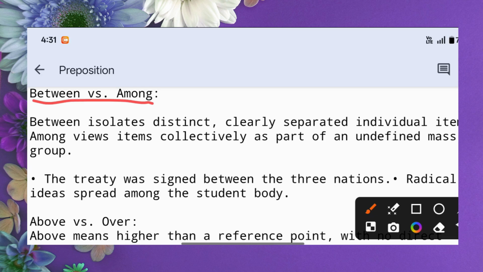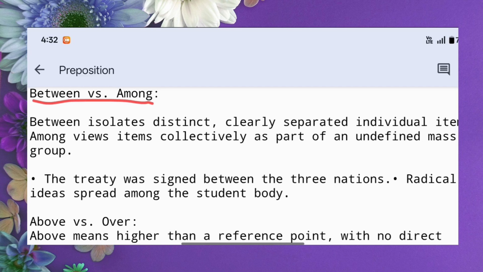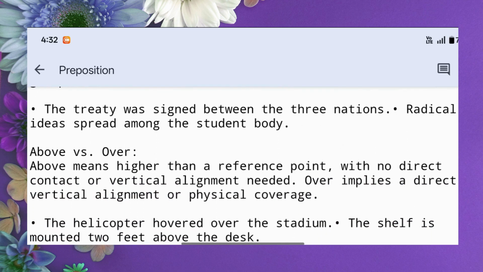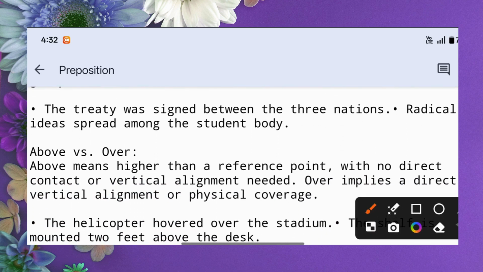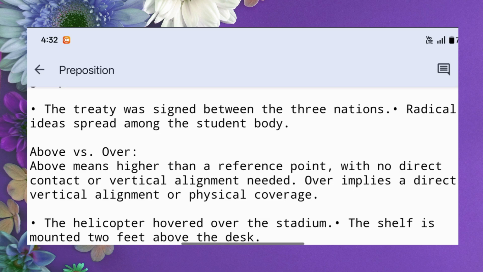Between versus among. Between isolates distinct, clearly separated individual items. Among views items collectively as part of an undefined mass or group. For example, the cat is between the walls. Next, the treaty was signed between the three nations. Radical ideas spread among the student body.